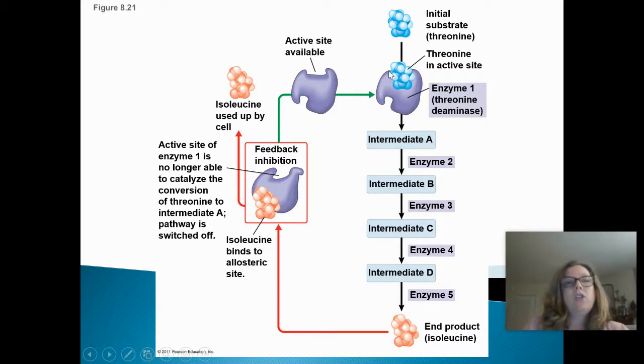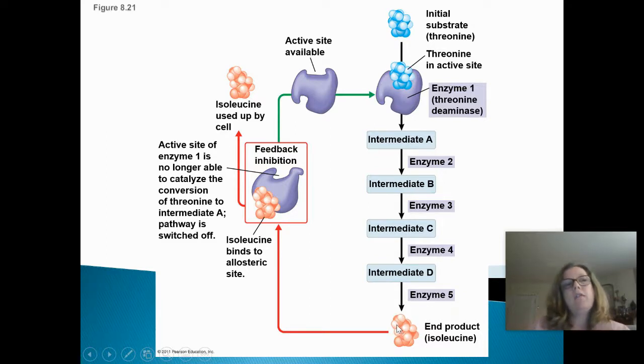Threonine, which is an amino acid, this is threonine, can be actually converted to isoleucine in the body when you need isoleucine. So here's the enzyme, right? Threonine deaminase, I guess is how you pronounce it. It produces an intermediate that reacts with an enzyme to produce another, and so on and so on. And the final step in this reaction is isoleucine.